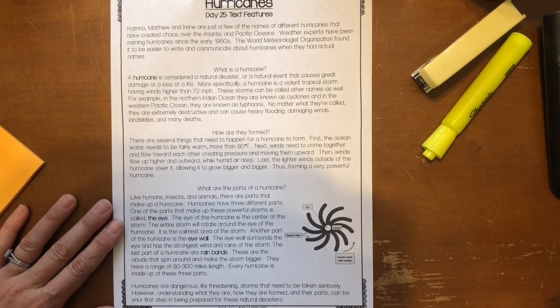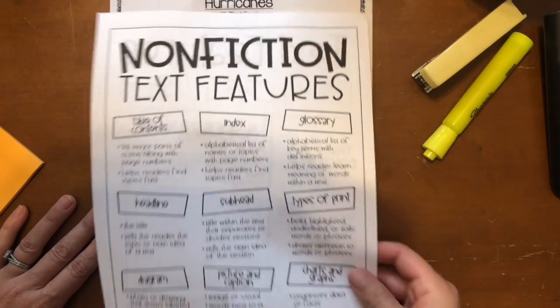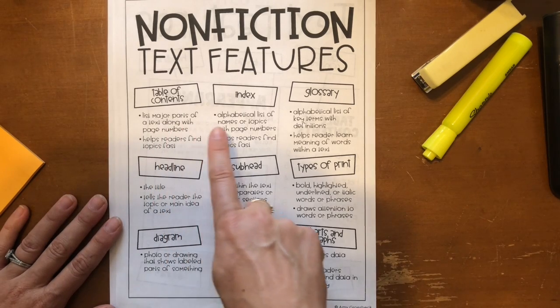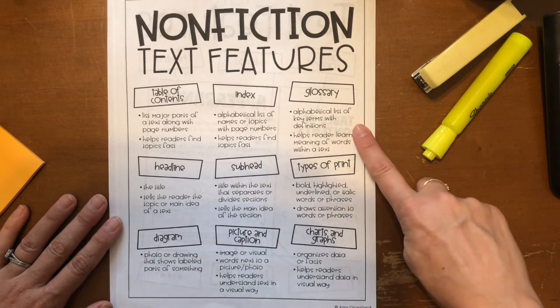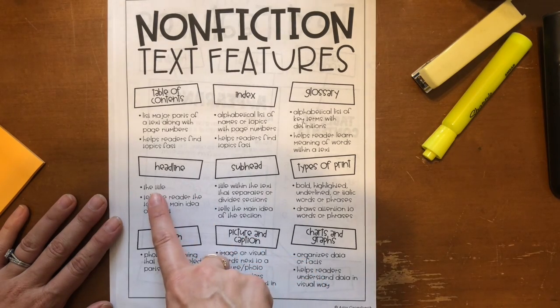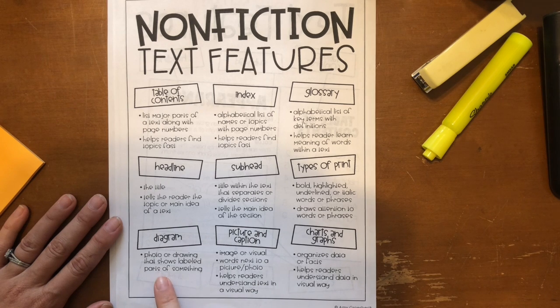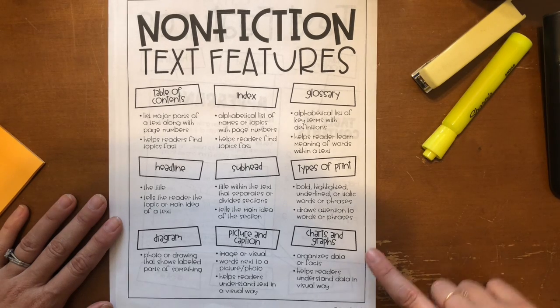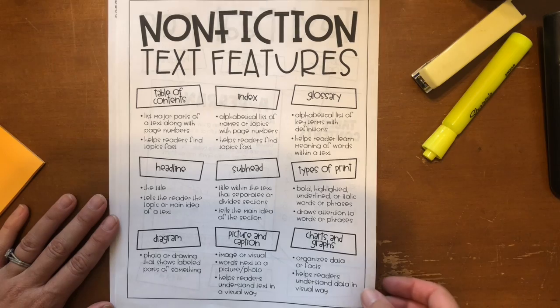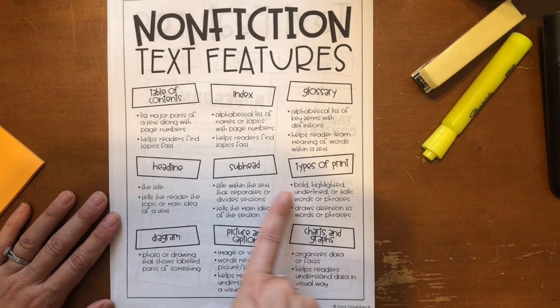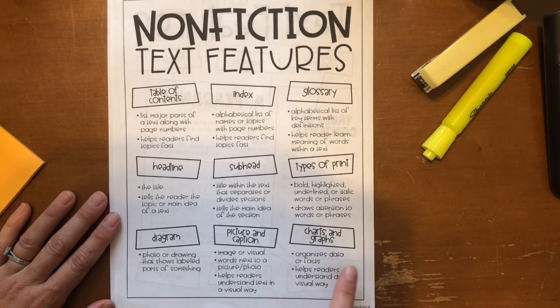We've talked about text features at school, so you should know some others. This kind of reviews some of the different text features you might have heard about. A table of contents, an index, a glossary, headlines, which is like our title, subheadings, different types of print, so bold, highlighted, underlined, or italic words, diagrams, pictures and captions, and charts and graphs. And these are not all of the text features, but these are a lot of the common ones that you will see. For our informational report, we would probably be using something from the bottom 6.